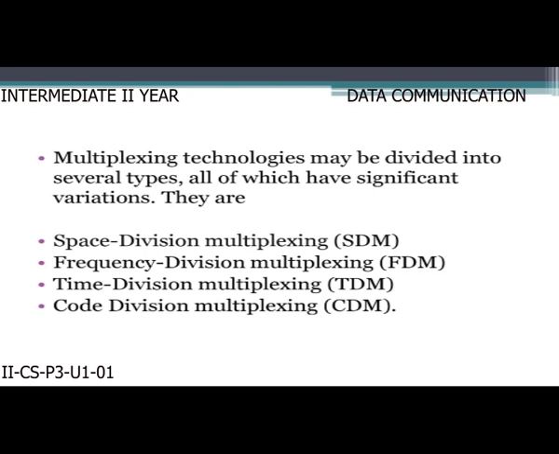Multiplexing technologies may be divided into several types, all of which have significant variations. They are SDM, space division multiplexing. FDM, frequency division multiplexing. TDM, time division multiplexing. CDM, code division multiplexing.